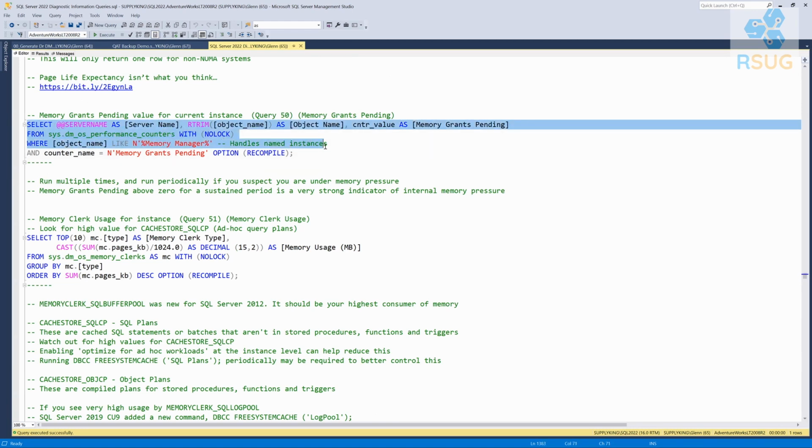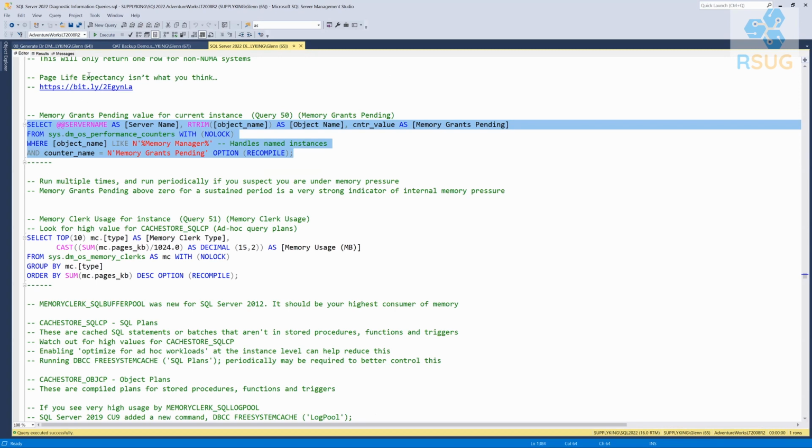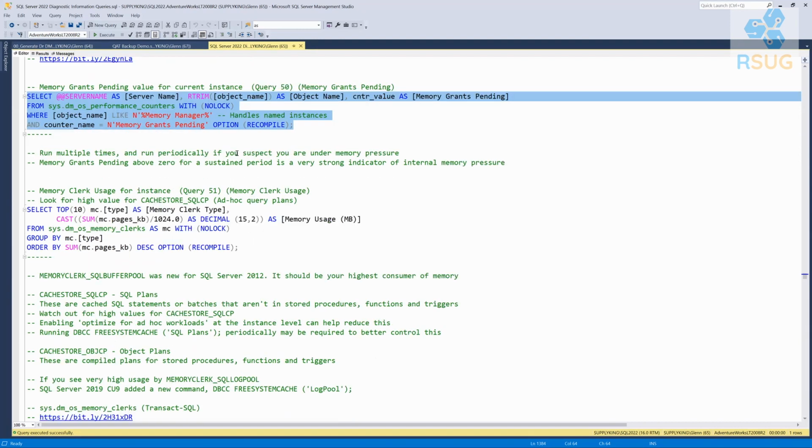And then the next one is a perfmon counter that I'm probably going to drop pretty soon because it's not that useful in real life. But this is looking for memory grants pending from this perfmon counter. And this should always, always be 0. If it's ever above 0, SQL Server is screaming bloody murder about memory. It's very rare to see that. But if you do see it, you know for sure that you're under severe memory pressure because it can't get a memory grant to run a query, for example, is what that means.